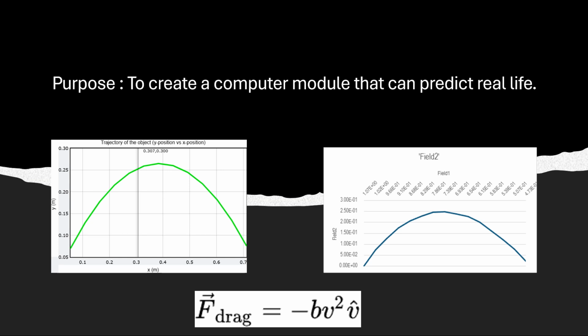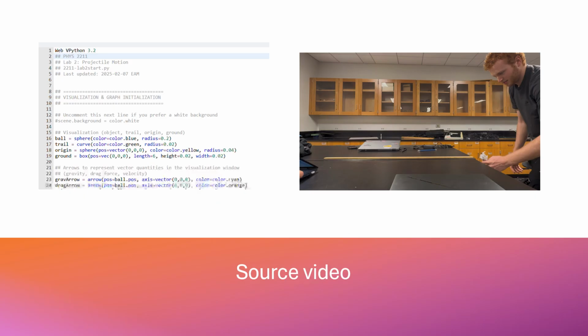Drag is equal to the magnitude of the velocity squared times the drag coefficient, which is b in the equation, times the unit vector of the velocity. The two models above show the graphs taken from the Tracker and GlowScript app, with the right graph being from Tracker and the left being from GlowScript. This slide included our source video and our model.